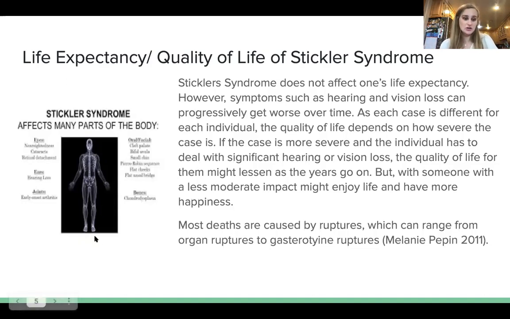So in this picture, I know it's kind of blurry. Let me move my camera up. In this picture, you can tell that their eyes are affected, their ears are affected, their joints, their oral and facial areas. All these things can be affected, and it really depends on every individual.